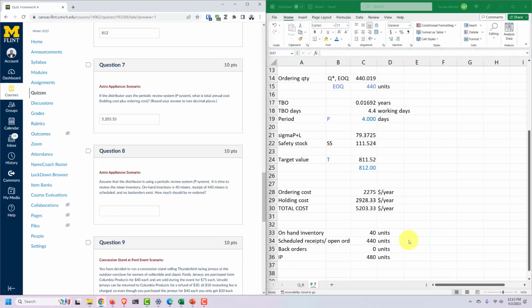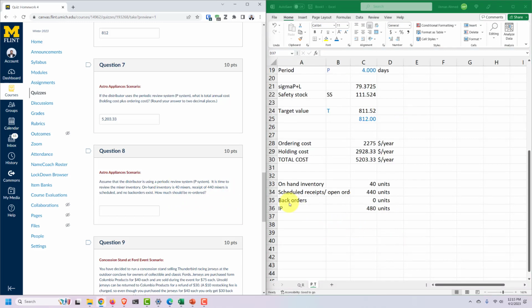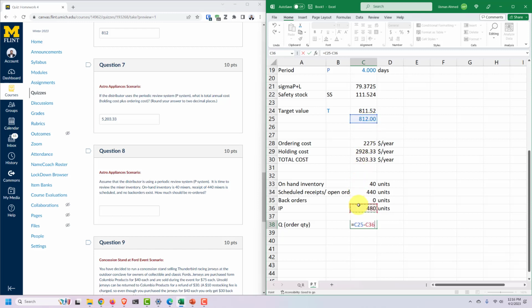How much should be reordered? Whenever we do a check and we find the inventory position, the reorder quantity Q, the order quantity, is always that number that when you add it to the inventory position, you go all the way up to 812. So 812 is up high, 480 is below it. What can I add to 480 to make my inventory go up to 812? It's simply T, 812, minus 480, the difference between the target value and the inventory position. So we need to order 332 units.